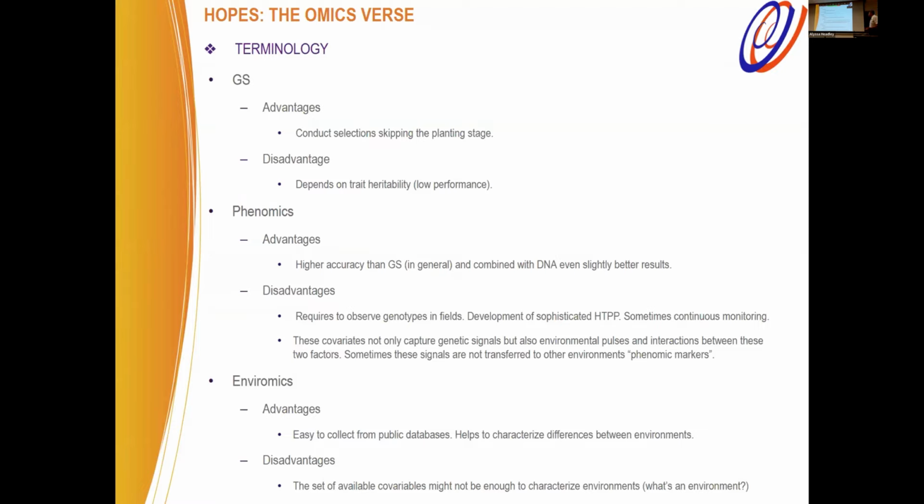Enviromics. So the advantage is that we can characterize differences between environments using weather data, and the weather data is publicly available. You can find it pretty much everywhere from NASA Power, many repositories. However, one of the disadvantages is probably that the set of environmental covariates that we can integrate in the models is not enough to fully characterize the differences or similarities between environments, so it's still not totally complete information that we can get from there. So these are just some examples.